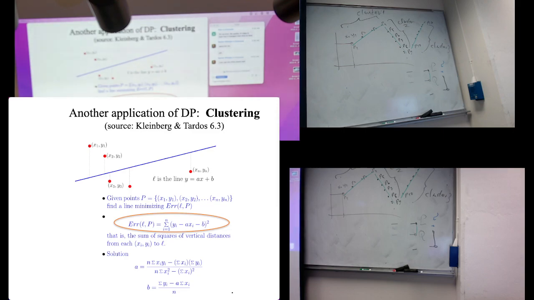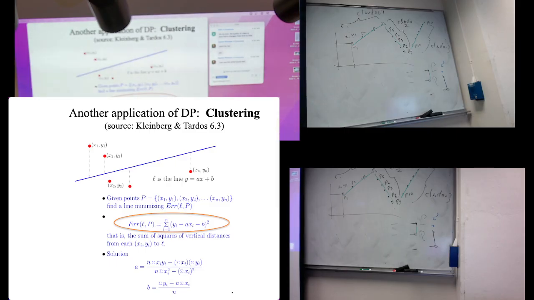And to answer this question, I first want to ask, if I just want to fit a single line, all my points live in one cluster, I want to fit one line into these points. How do I do it? There are many ways to fit a line to a set of points, but let's use linear regression. Linear regression says the following.